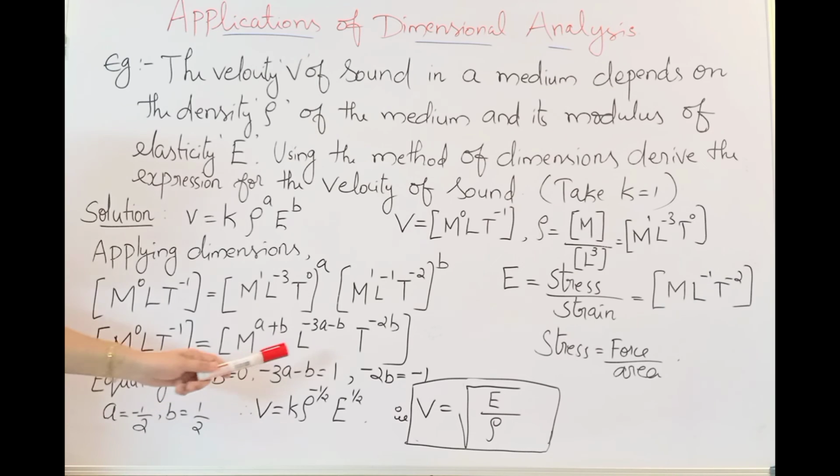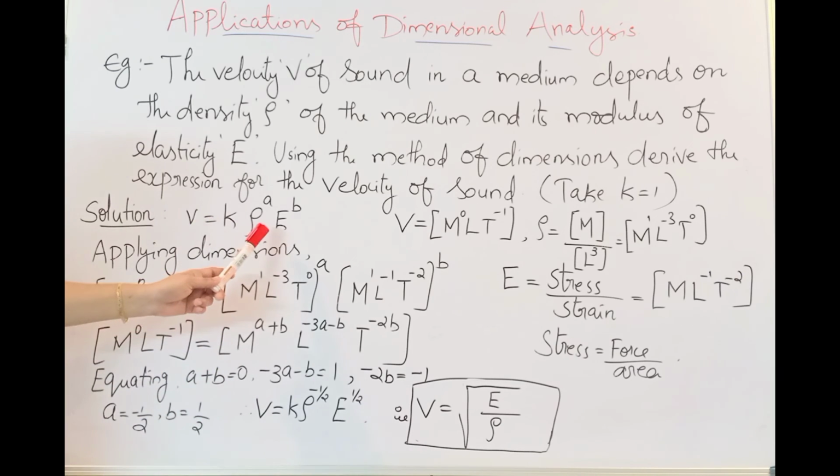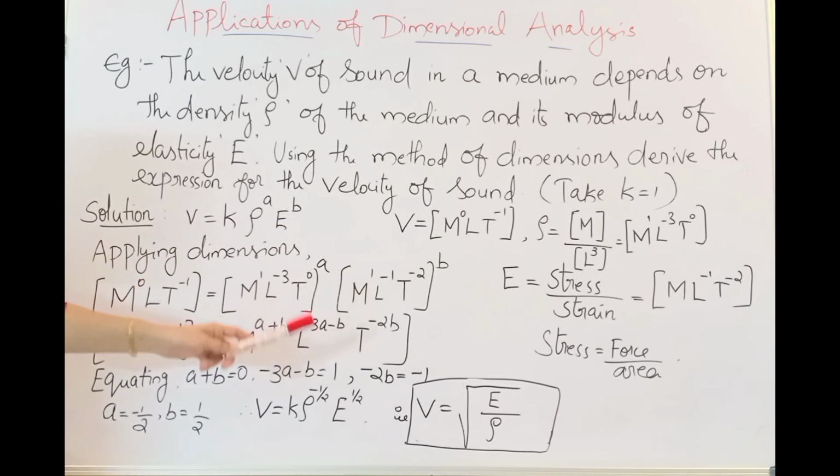So that minus 2b equal to minus 1 means b will be equal to 1 by 2. So a plus b equal to 0 here. So a equal to minus 1 by 2. Now we are substituting the values of a and b in first equation. That is v equal to k into rho raised to minus half e raised to half. So that will be equal to root of e by rho. So that is the expression for finding velocity of sound. Is it clear? So today we can conclude.